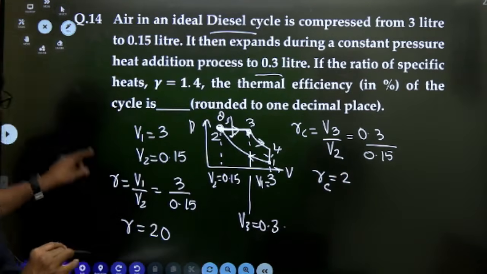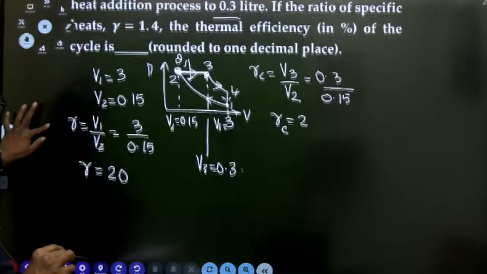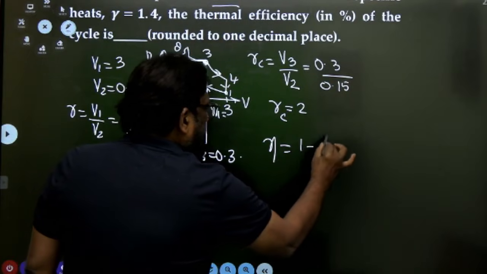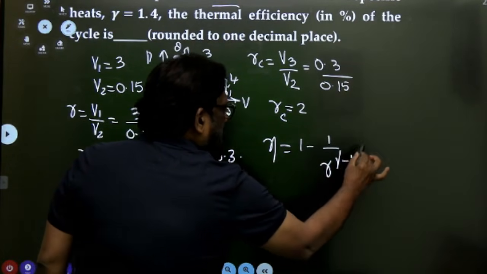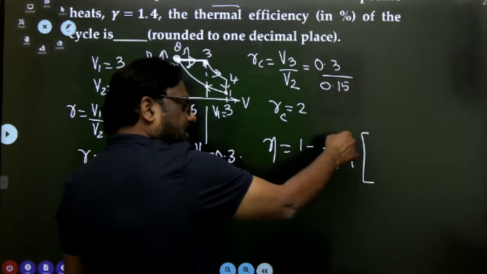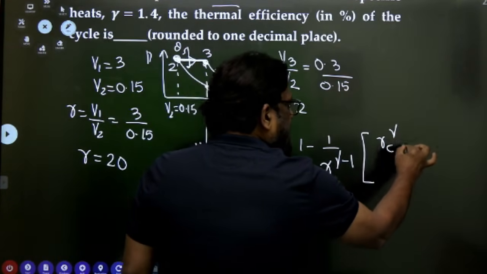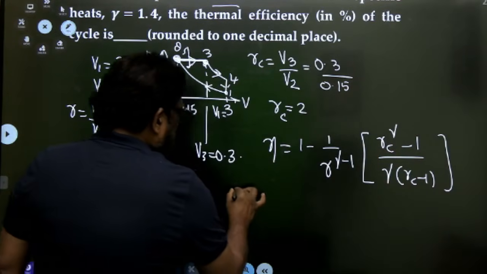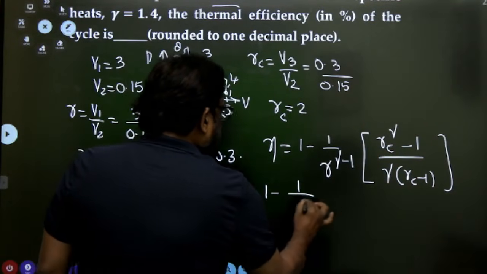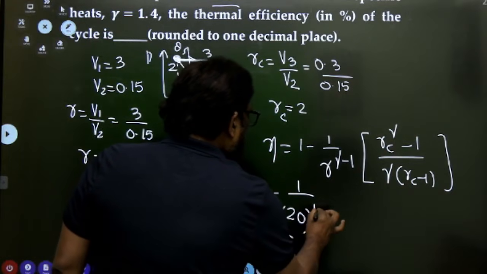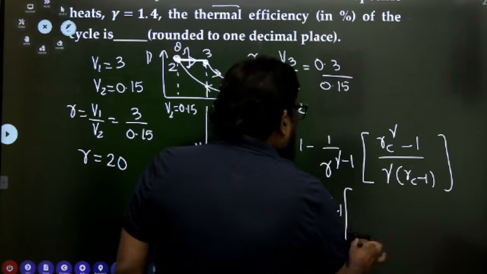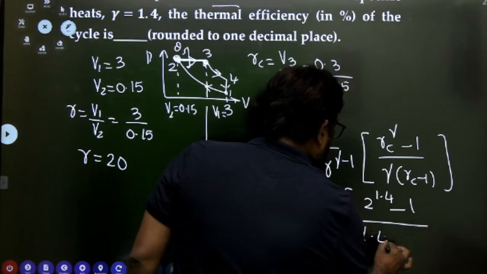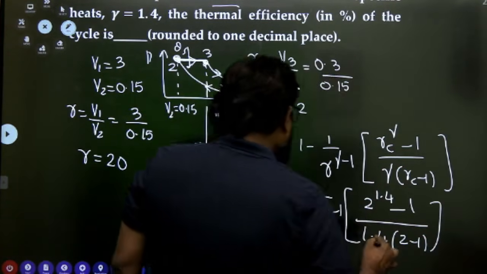So you know the compression ratio, you know the cutoff ratio, and gamma value is also known. Let's calculate the efficiency. The efficiency of a diesel cycle is given by 1 minus 1 by r power gamma minus 1. This is the efficiency of Otto cycle. And diesel cycle में ये आएगा sir additionally. This term will come. Okay, so the efficiency is given by 1 minus 1 by the compression ratio is 20, gamma is 1.4 minus 1, and rc cutoff ratio is 2, (rc power gamma minus 1) by gamma (rc minus 1), gamma is 1.4, rc is 2 minus 1. तो कितना आ रहा है सर?